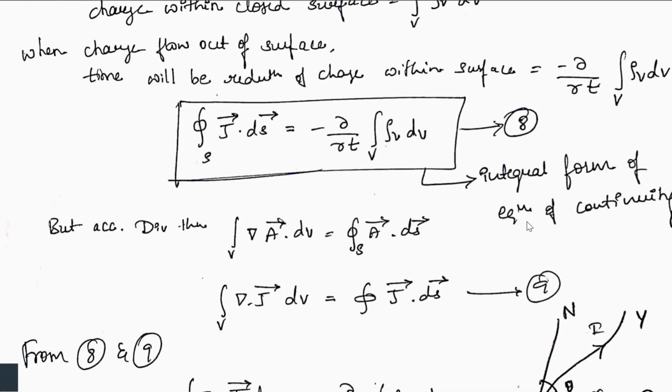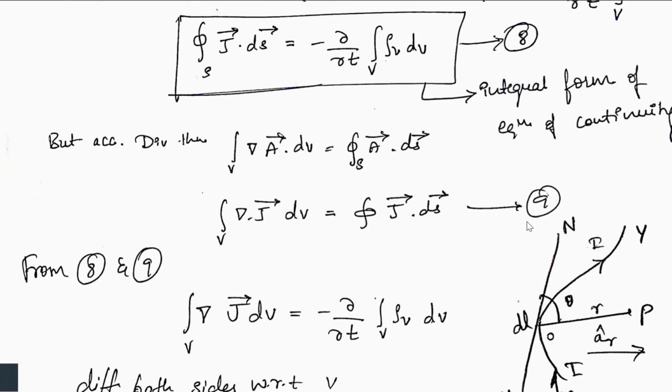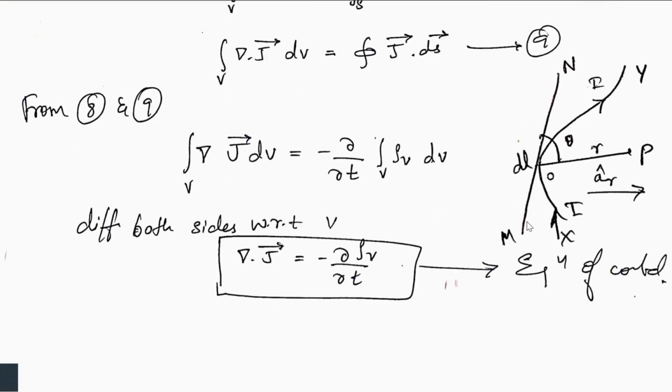But according to the divergence theorem, we know that the volume integral of nabla dot A vector dV is equal to the surface integral of A vector dot dS vector. So the volume integral of nabla dot J vector dV is equal to the integral of J vector dot dS. This will be my equation number 9. So from 9 and 8, we can write the volume integral of nabla dot J vector dV is equal to minus dou by dou t of the volume integral of rho v dV. Differentiating on both sides, the integration is removed. So nabla dot J vector is equal to minus dou rho v by dou t. This is our equation of continuity.